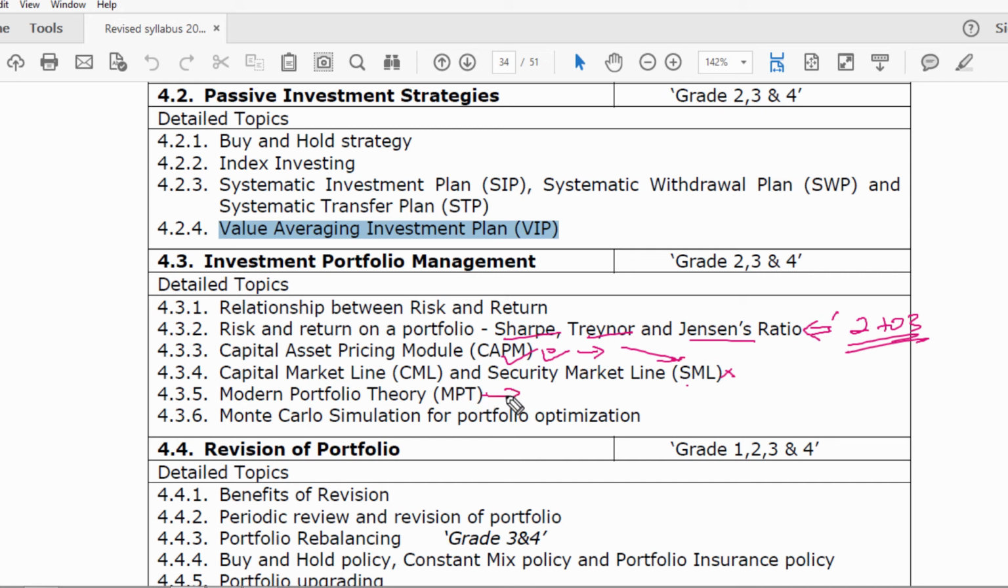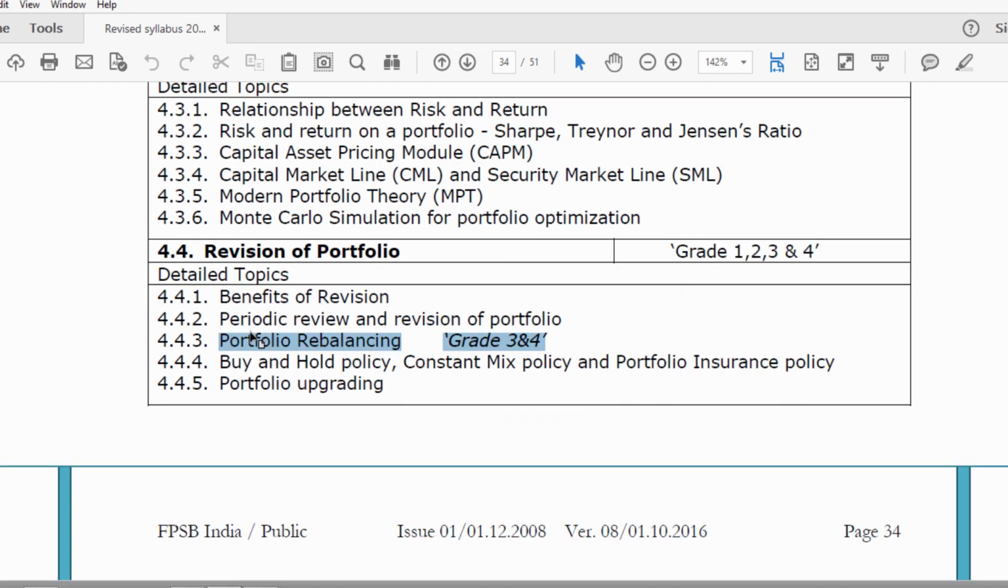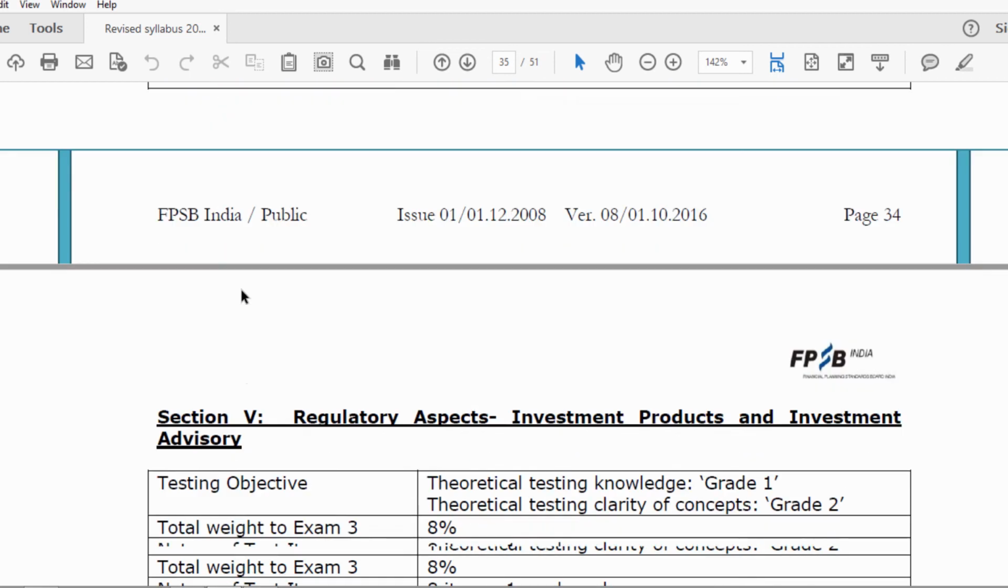Then modern portfolio theory, yes, because if you do not know modern portfolio theory, you cannot define CML. And Monte Carlo simulation, it is absolutely no. It is never tested in our examination. It is out already. Now move further and see revision, portfolio rebalancing. This is extremely important, and I'm going to have minimum 2 videos on portfolio rebalancing techniques. So this is very, very important, and you can expect a sure-shot question on portfolio rebalancing.